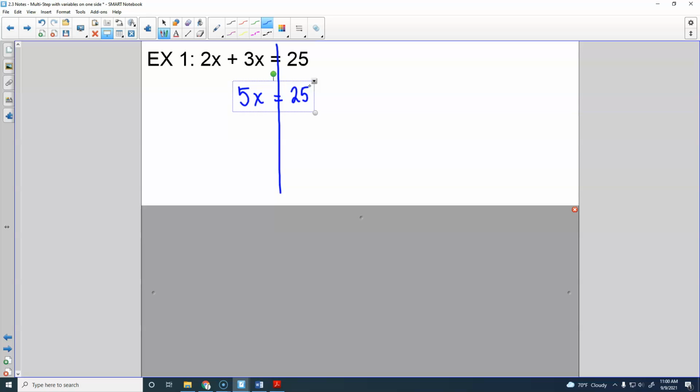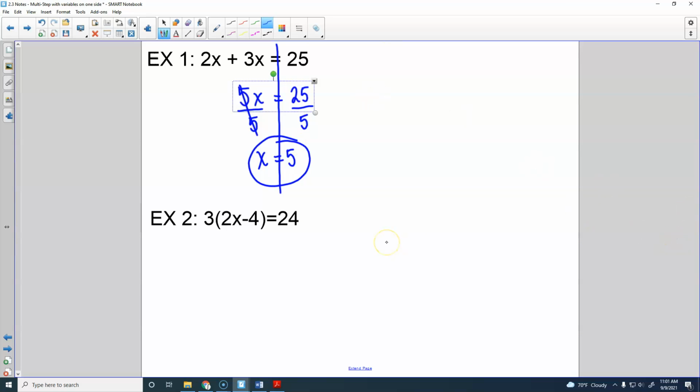So once you've combined, now you're going to solve the 1 or 2 step equation. In this case, it's just a 1-step equation. Hank, how would I solve this one? Okay, so I'm going to divide both sides by 5, which cancels right here, so x equals 5. Okay, questions? All right, write down this next one. We'll do it together.